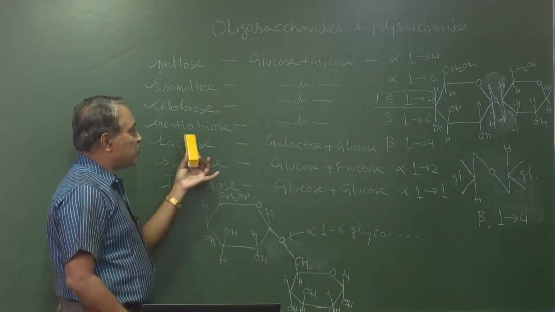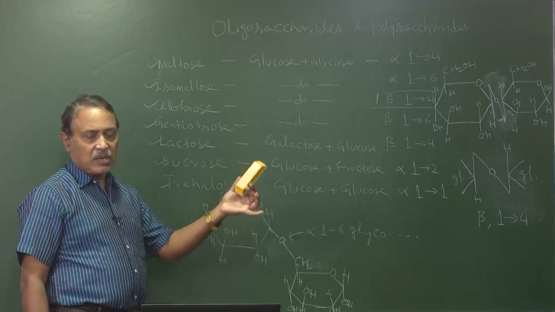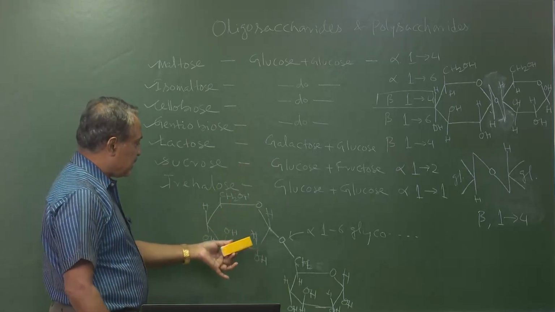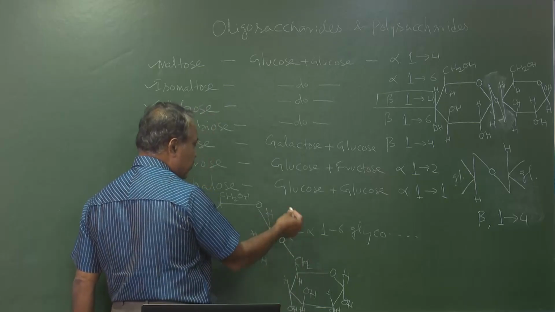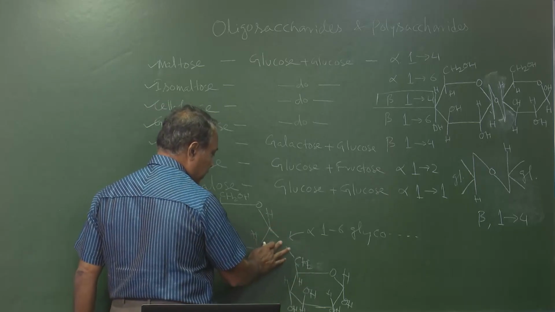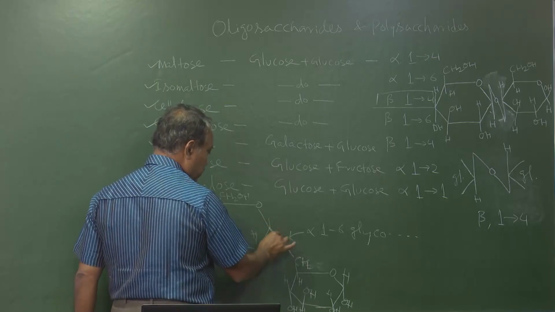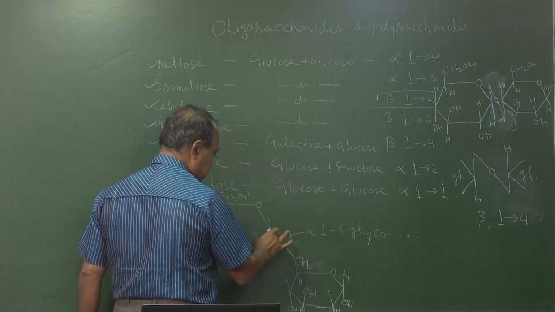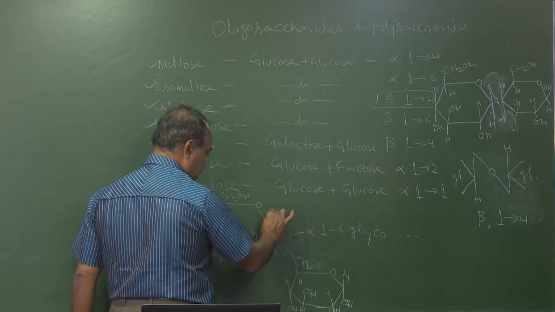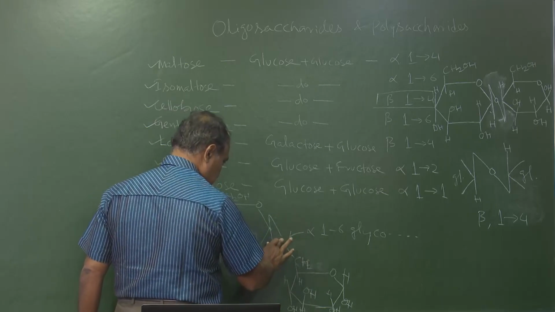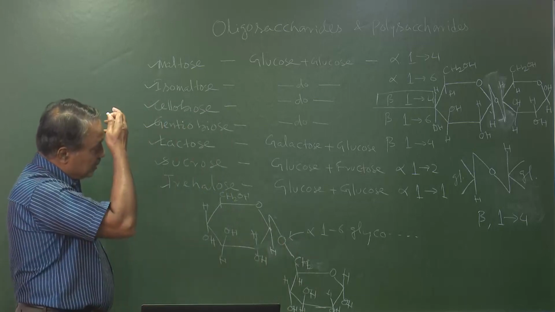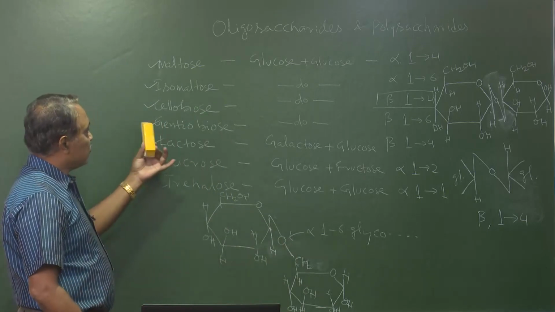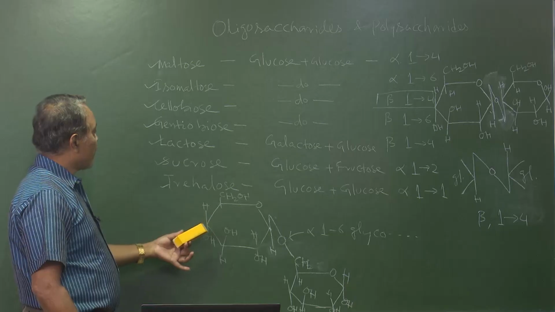Similarly, gentiobiose, this will be beta 1,6. You can easily make beta 1,6. It is here, it is alpha 1,6. We can make it beta 1,6. In beta 1,6, what will happen? Hydrogen will be like this, and this is now beta 1,6. Beta 1,6 glycosidic linkage, this will be gentiobiose.